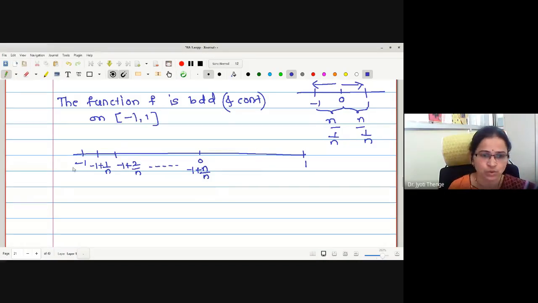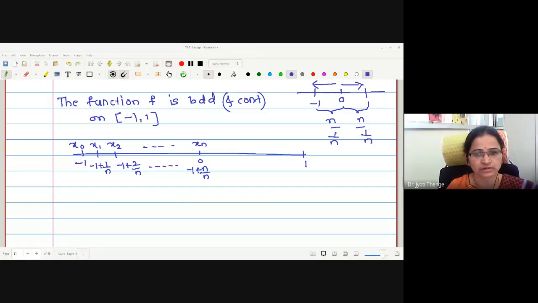Okay, and those points which are on the left side we will call x0. Therefore, this is x0, x1, x2, and so on. This will be xn. Okay, the negative part we have divided separately. Now let me go for dividing the positive part of the interval.